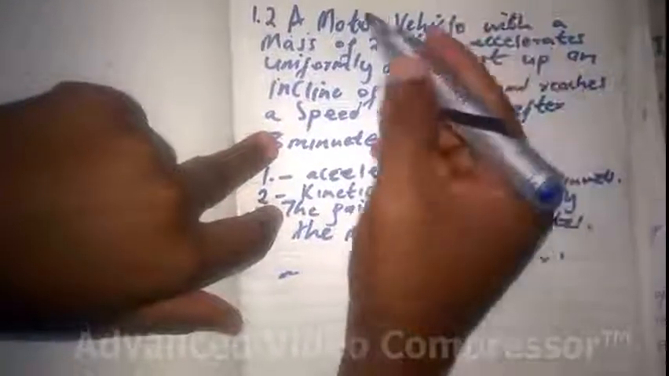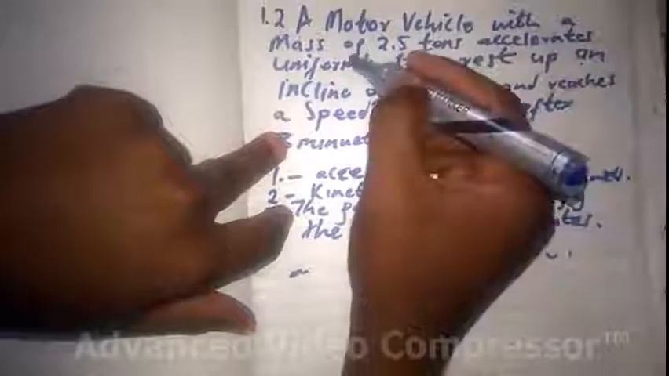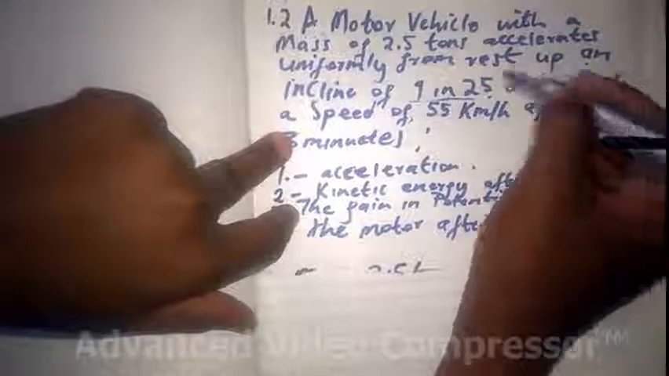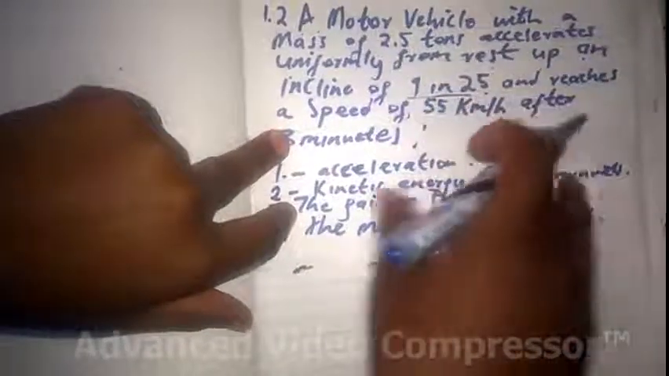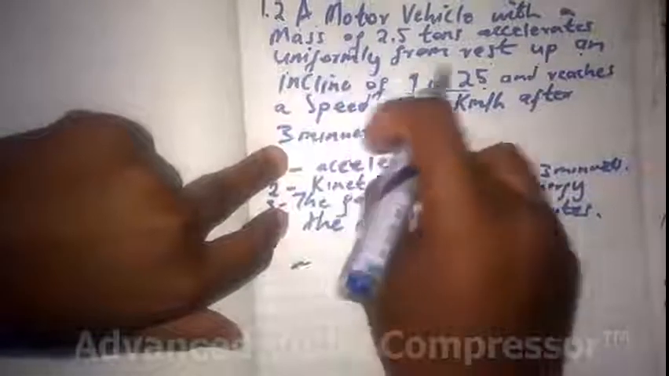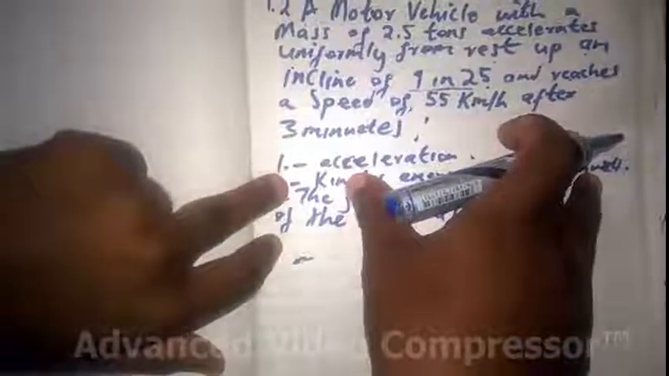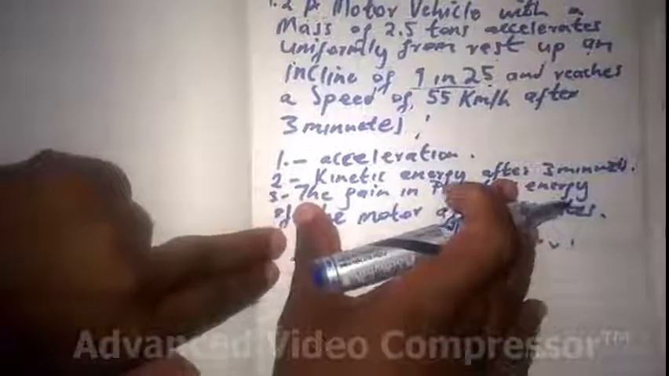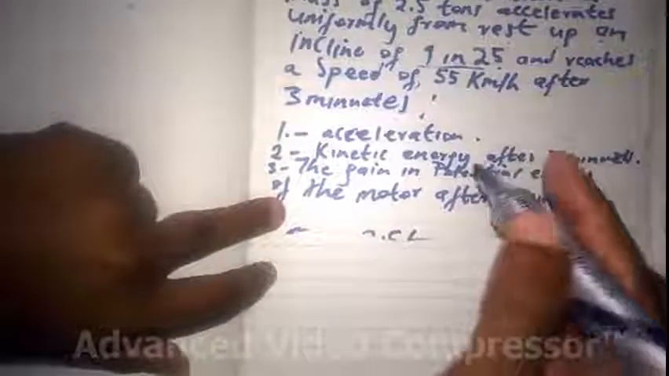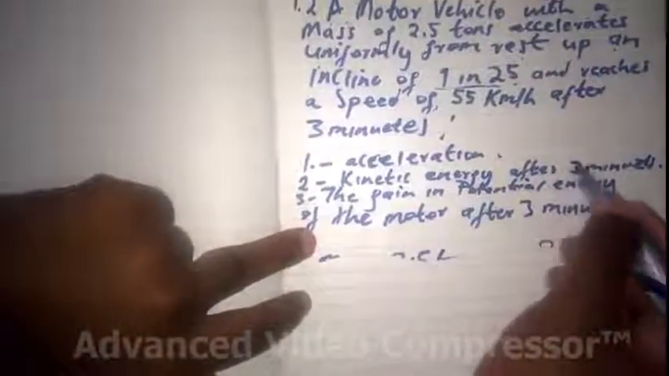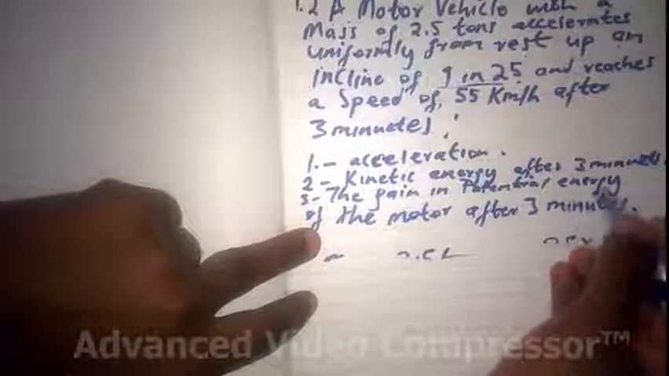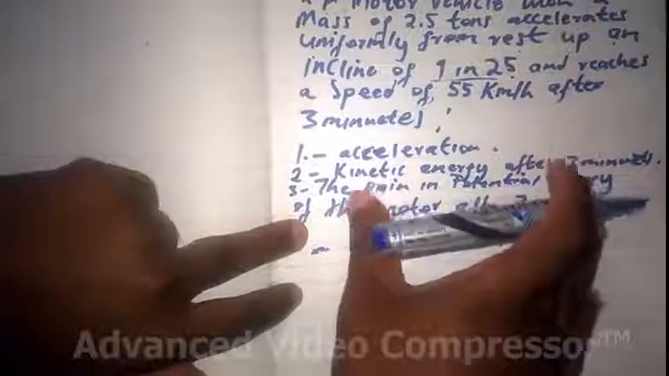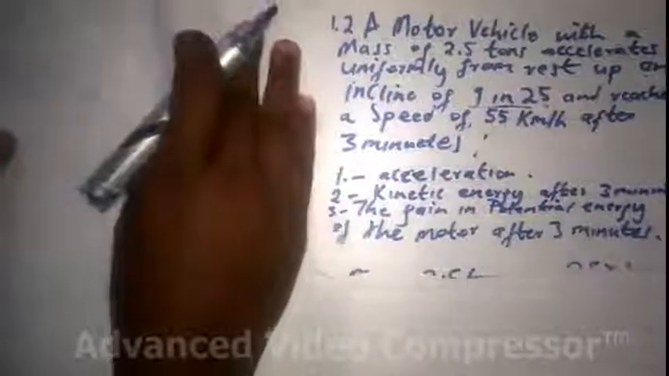Today's question states that a motor vehicle with a mass of 2.5 tons accelerates uniformly from rest up an incline of 1 in 25 and reaches a speed of 55 km per hour after 3 minutes. So they are saying we must calculate the acceleration, the kinetic energy after 3 minutes, and the gain in potential energy of the motor vehicle after 3 minutes as well. So firstly, this is what we should do.